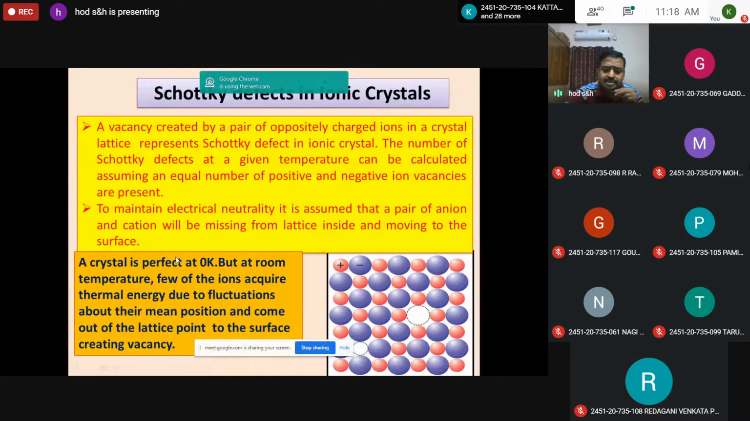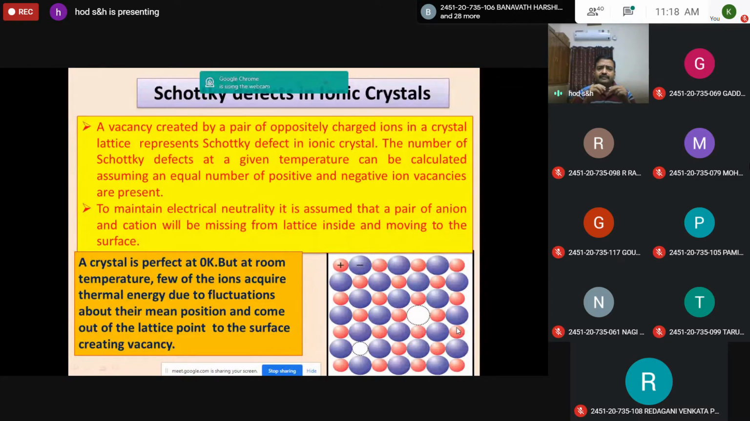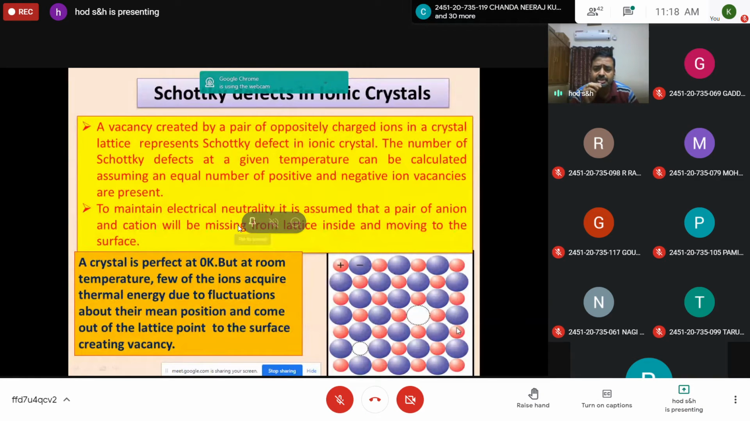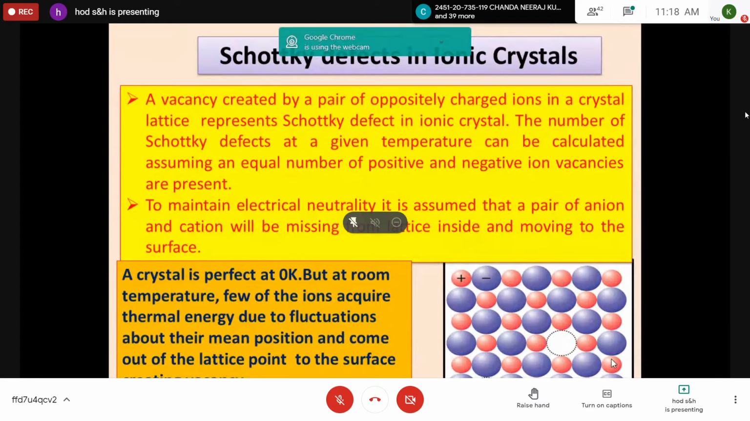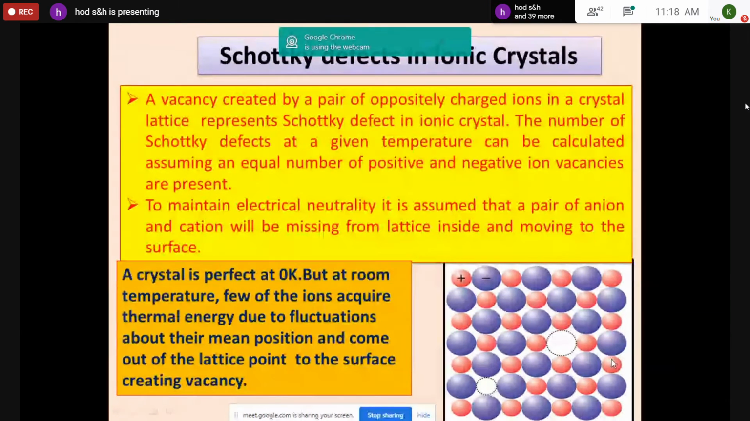Now, in the last class we derived the Schottky defects present in metals, and now we should calculate the equilibrium concentration of Schottky defects in ionic crystals. Ionic crystals means they have both a cation and anion, a positive ion and a negative ion, and the vacancies. So a vacancy created by a pair of oppositely charged ions in a crystal lattice represents a Schottky defect in an ionic crystal. In the previous case, it's only an atom.